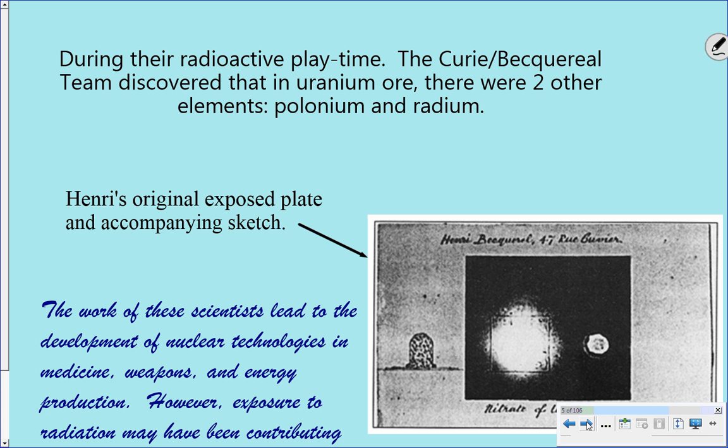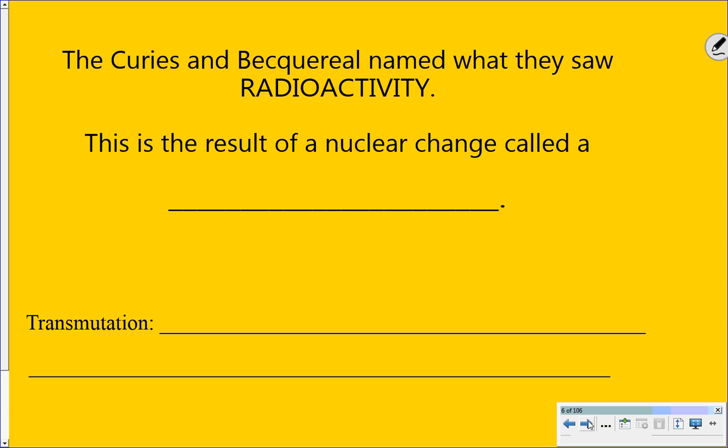They actually were the ones to coin the term radioactivity. They discovered that uranium ore has 2 other elements in it, polonium and radium, and they did some extensive experiments with these elements. So they named what they saw radioactivity.